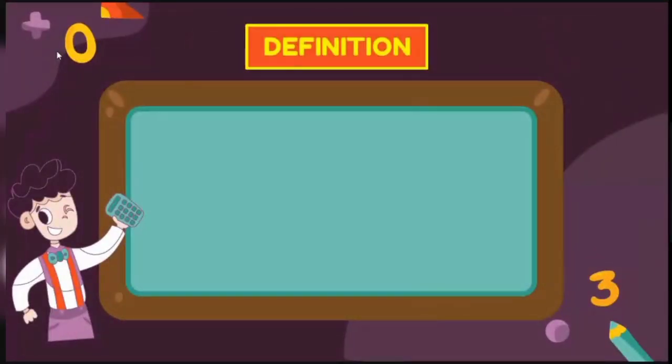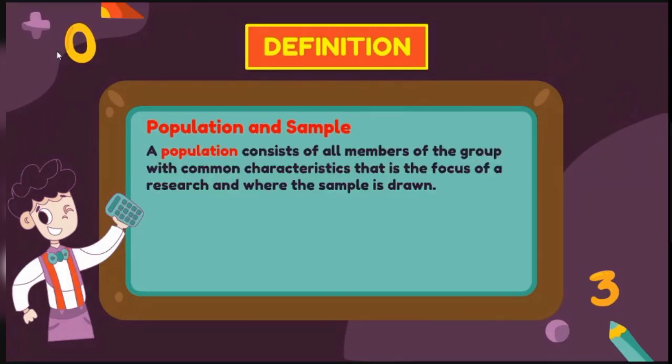To begin with our discussion for today, let me define the following terms: population and sample. A population consists of all members of the group with common characteristics that is the focus of the research, where the sample is drawn. Going back to my previous example, let's say for A1 section in Caloocan High School, especially for HE, I have 90 students taking the given examination. I will get the mean of the scores of all of the students, from the first student up to the 90th student. So this will be our population.